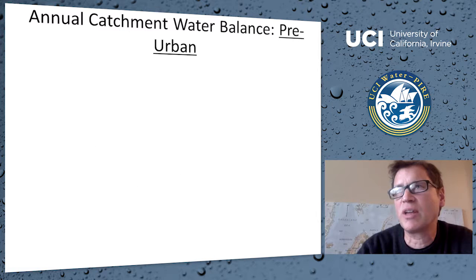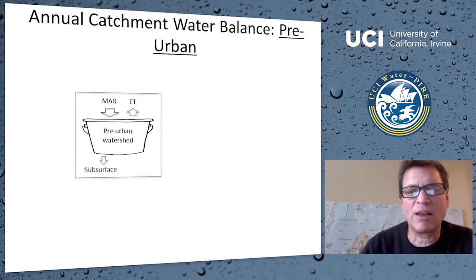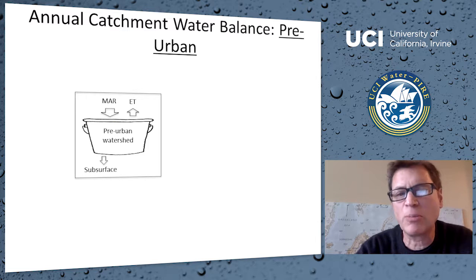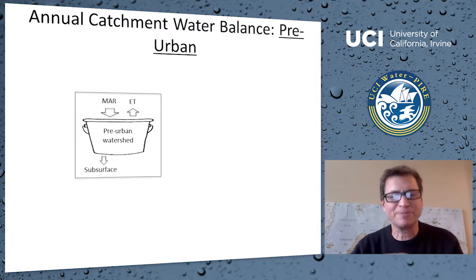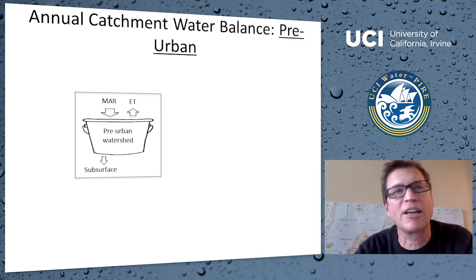So there's a series of animations I'm going to click through. The first one basically is titled Annual Catchment Water Balance Pre-Urban, and I'm going to just click to that box there. And so in a pre-urban state, you can sort of imagine in a very, very simplified way, right, that the watershed is like a bucket.